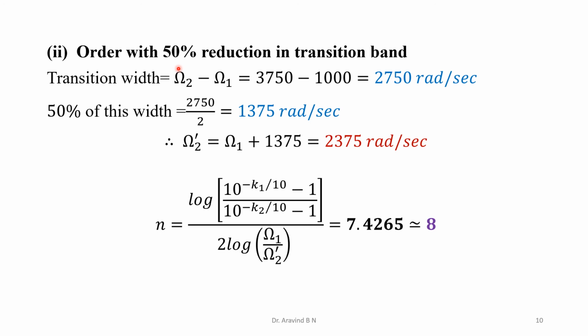So that is what I told in the beginning of the previous lecture. As the order keeps increasing, the transition band keeps decreasing, and the shape has been proved in this case.